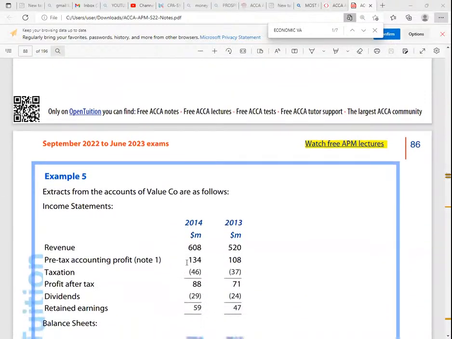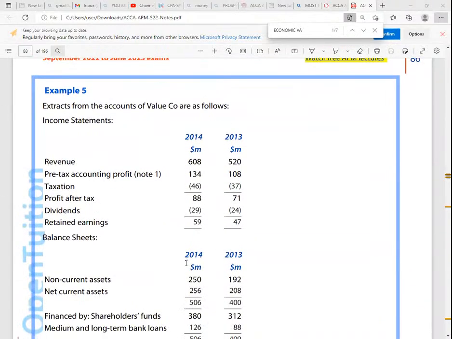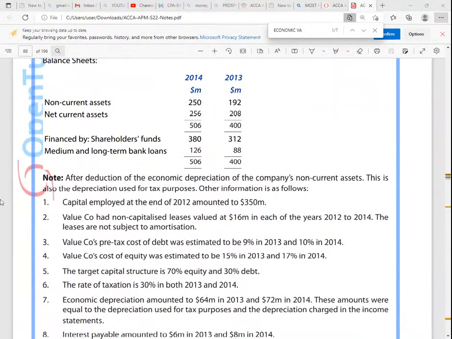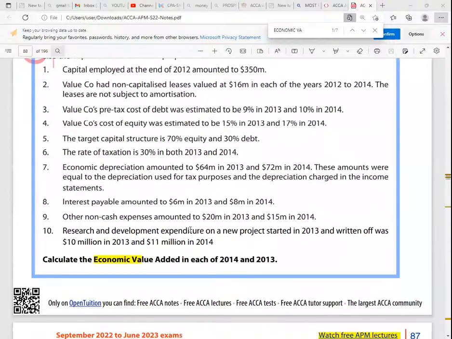Right? So we come here. Extracts from the accounts of Value Company are as follows. We have income statements. They have given us revenue. We have the pre-tax accounting profit, and then we have the note being given here. Note 1, capital employed at the end of 2012 amounted to 350. We have Value Company with non-capitalized leases valued at 16 million in each of the years. The leases are not subject to amortization.